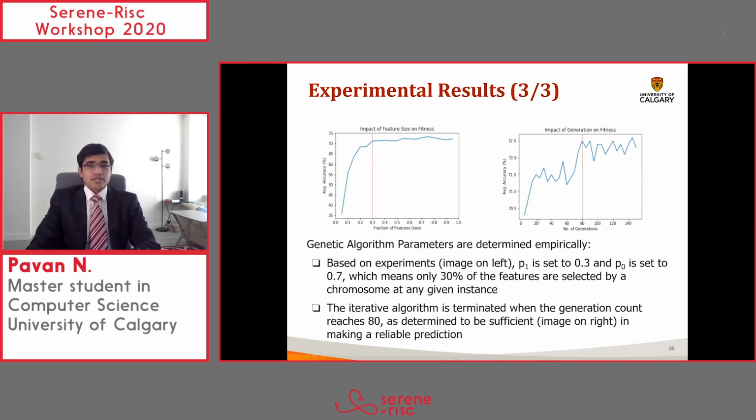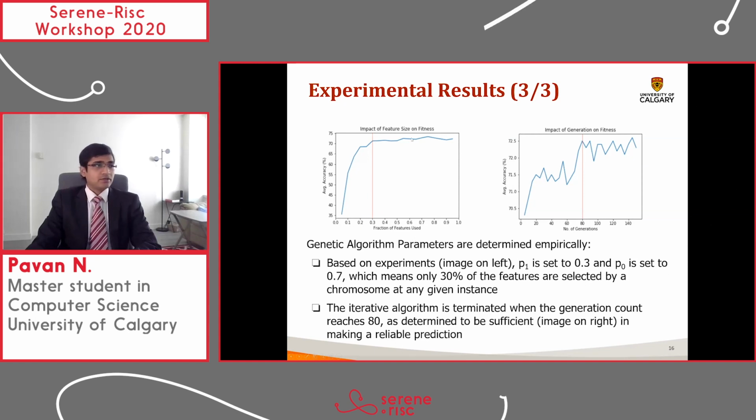For the genetic algorithm, we found through an empirical method that using 30% of the features gave us the best result. Increasing the number of features did not give that much increase in our performance. So we chose 30% as the fraction of features used. And we performed the genetic algorithm across multiple generations, and we didn't see any significant increase after the 80th generation. So we use that as our hyperparameter.